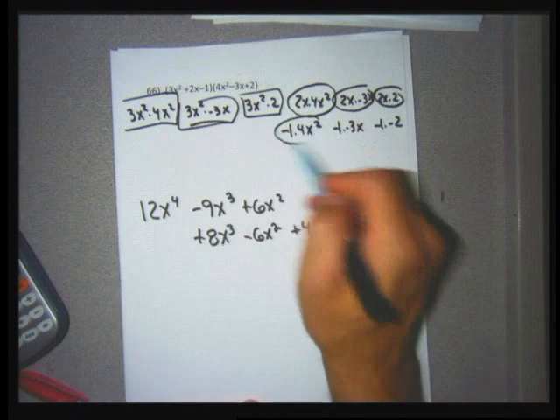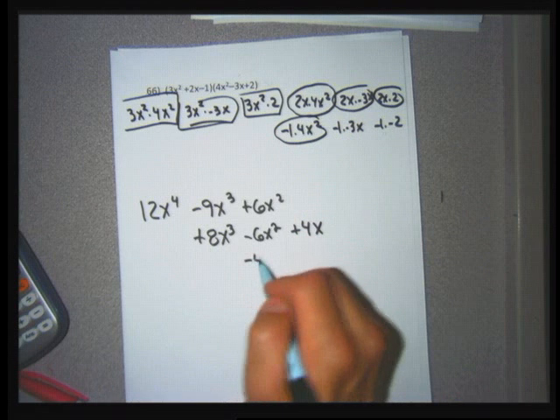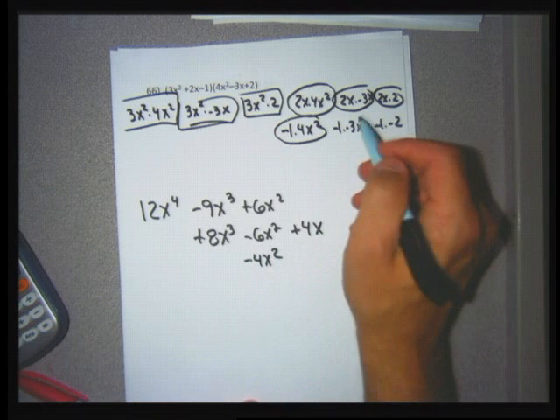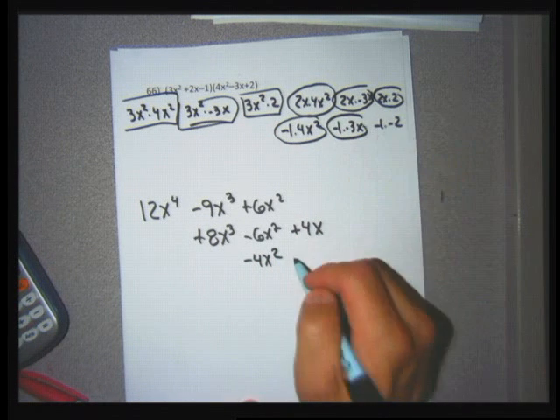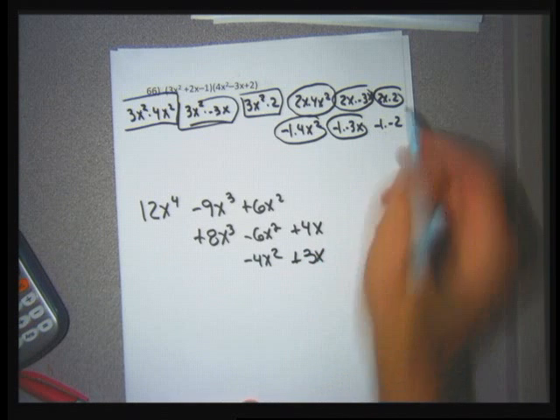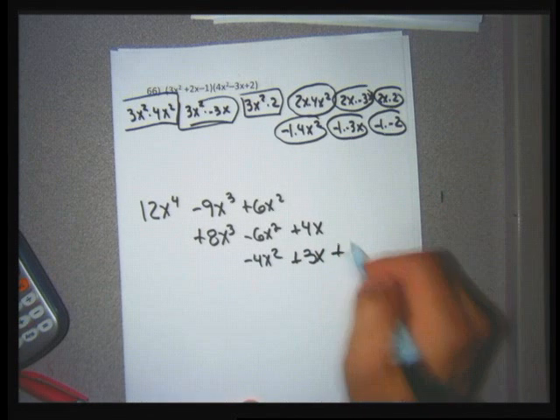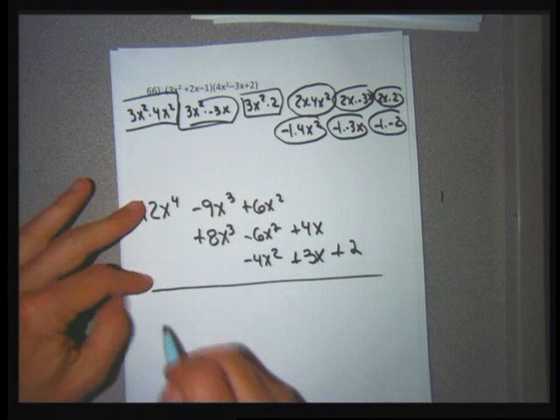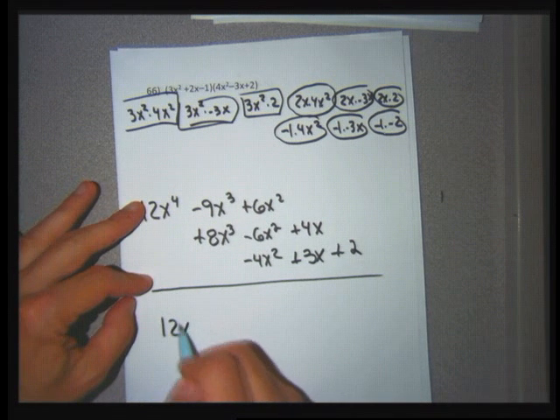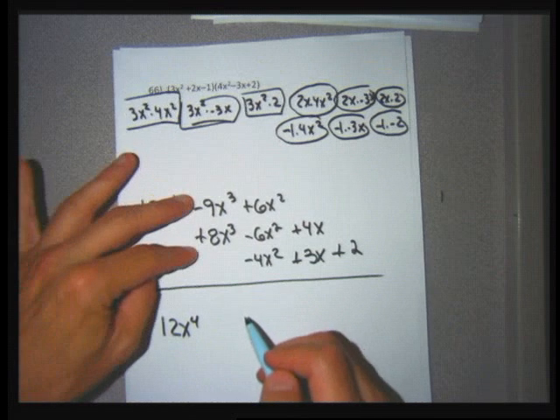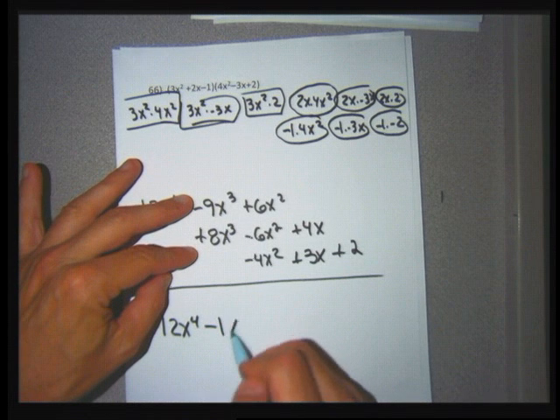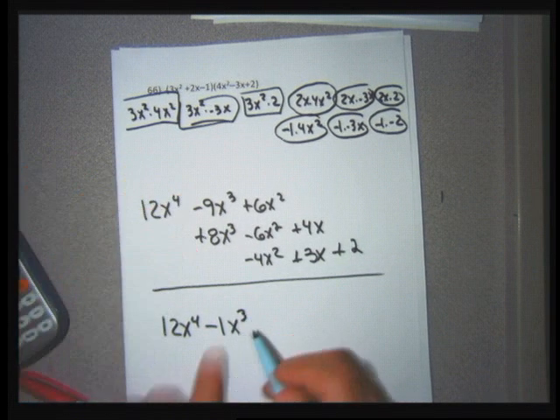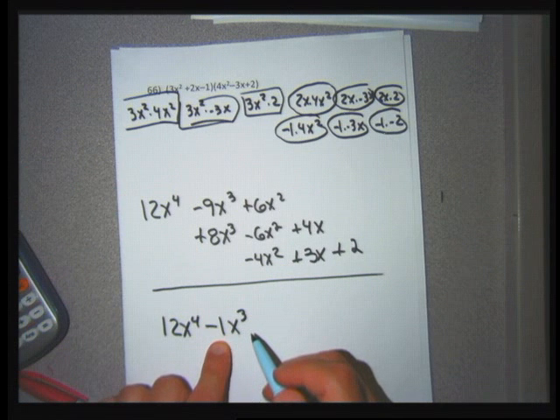Now negative 1 times 4x squared is negative 4x squared. Negative 1 times negative 3x is positive 3x. Negative 1 times negative 2 is positive 2. So the nice thing about stacking is it makes it a lot easier to simplify after you've done all these multiplications. So for my answer, I'm going to have a 12x to the 4th, and then negative 9 and 8 gives me a negative 1 with an x cubed. It would be better if I didn't write that 1, but it's okay not to.